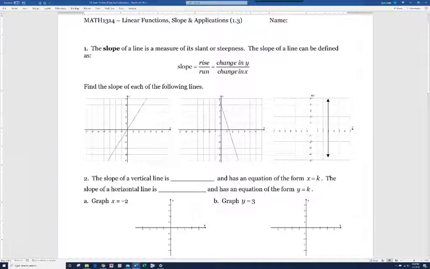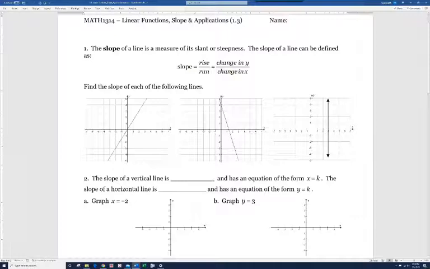And a big part of college algebra is graphing. And so really we're laying a foundation for graphing as we look at linear functions. All very important skills. All right, so let's go ahead and get started. It says the slope of a line is a measure of its slant or steepness. The slope of a line can be defined as slope equals rise over run, or the change in y over the change in x. So it says find the slope of each of the following lines.